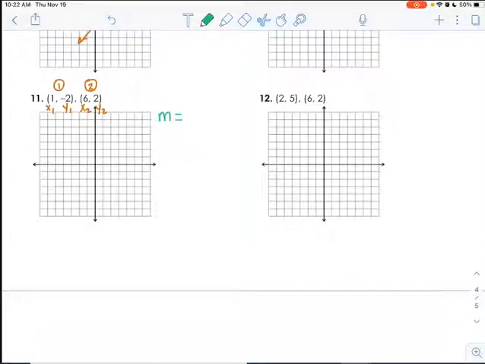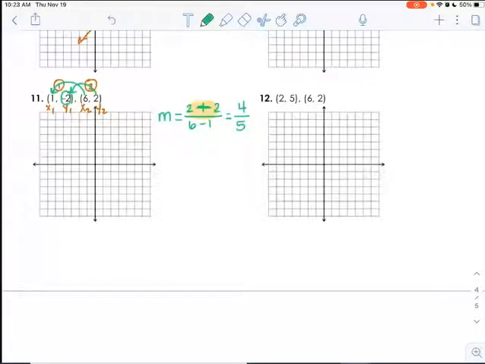M, or slope, equals y2 minus y1. So in the numerator, I'm going to have 2 minus y1, which is -2. So I have 2 minus -2. They both need to be there. And then I have x2 minus x1, which is 6 minus 1. Remember, anytime we have a minus a negative like this, we can think of it as just plus. So 2 plus 2 on top gives me 4. 6 minus 1 on bottom gives me a 5.